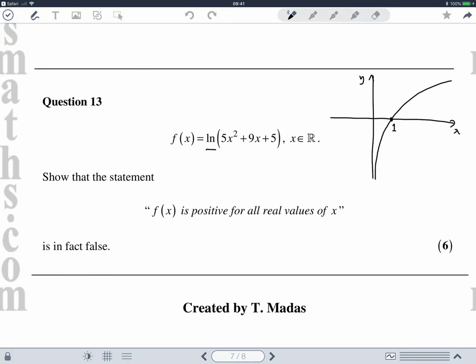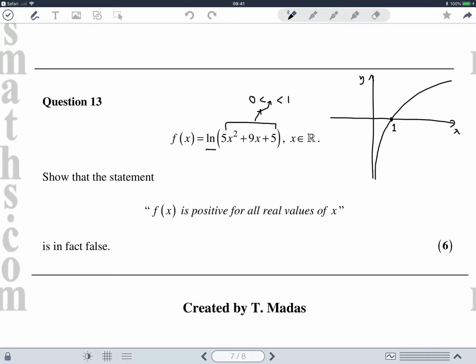So really, I've got to show that this whole input here can somehow be between 0 and 1. So I've got to show that the quadratic can take a value between 0 and 1. If I can find a particular value of x that will spit out a value between 0 and 1, then I'm all golden.